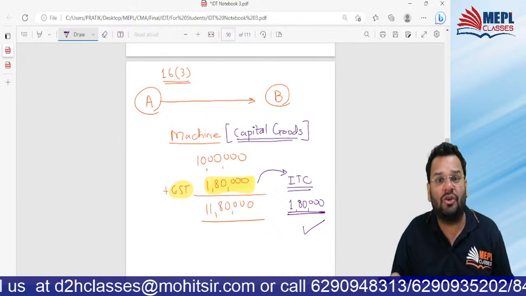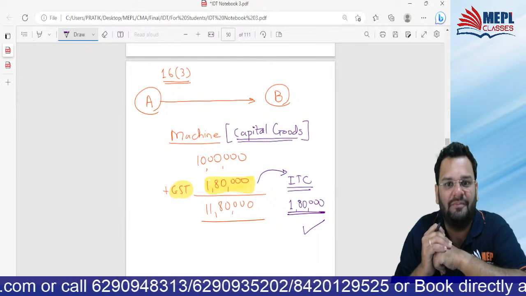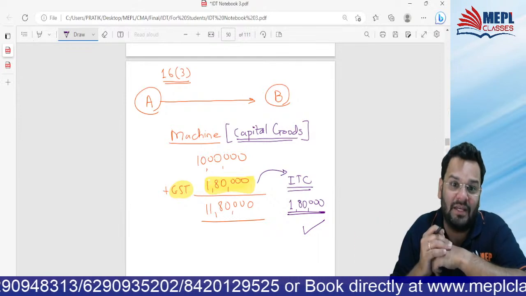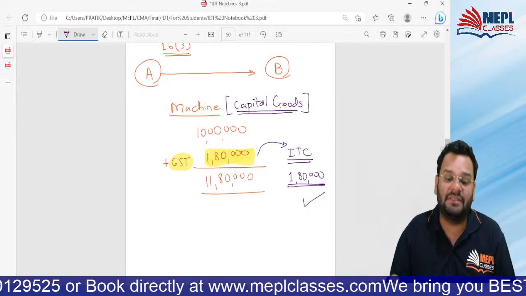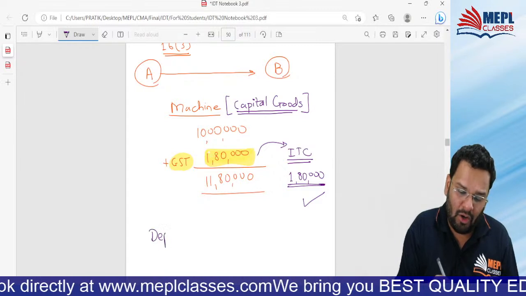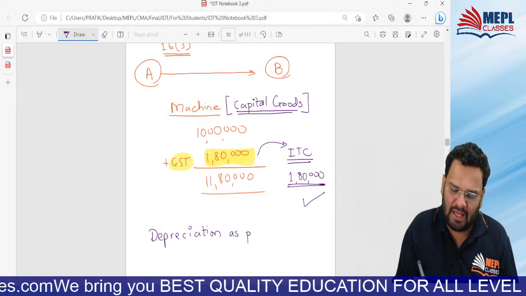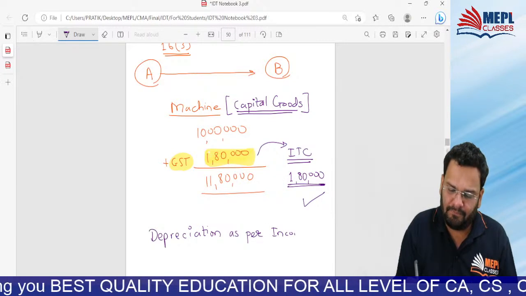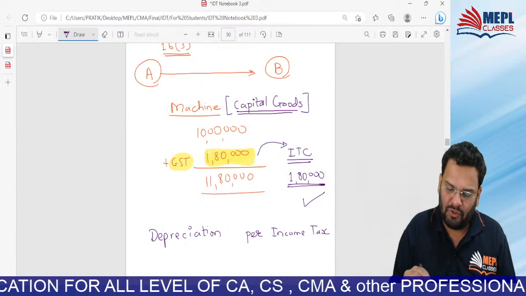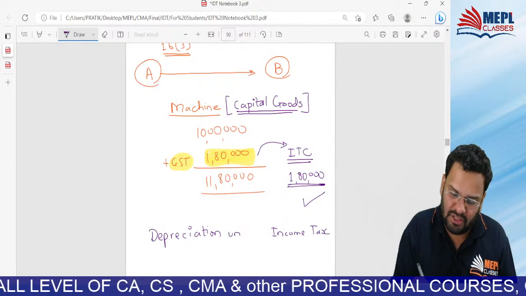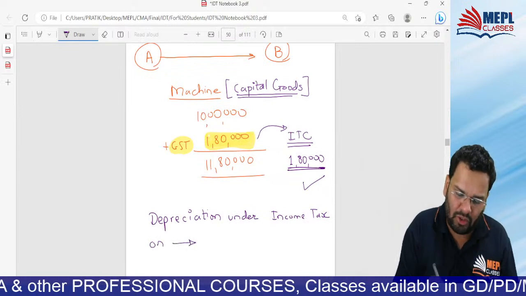Now, my next question to you would be, can we claim depreciation on this machine? Of course, yes, we can claim depreciation on this machine. Why not? On how much amount should we claim depreciation? Depreciation under income tax. We should not say "as per", we should say "under income tax". So depreciation under income tax, we should claim on what amount?